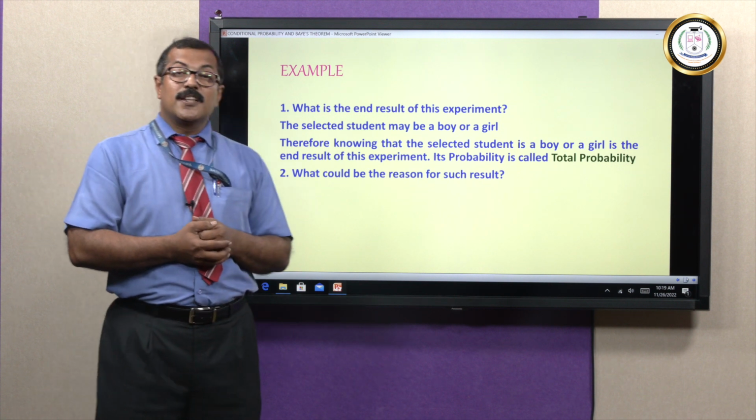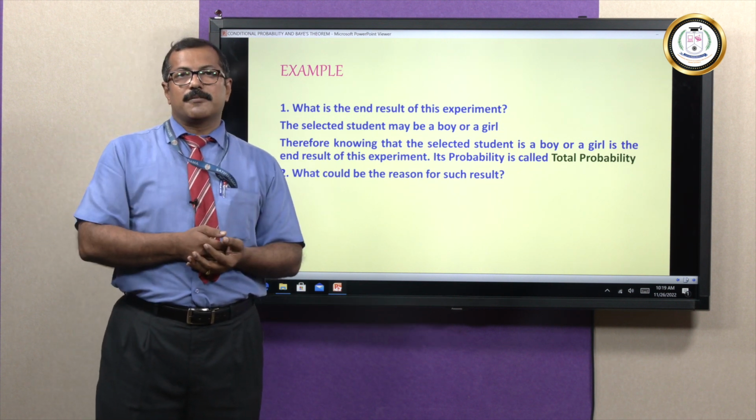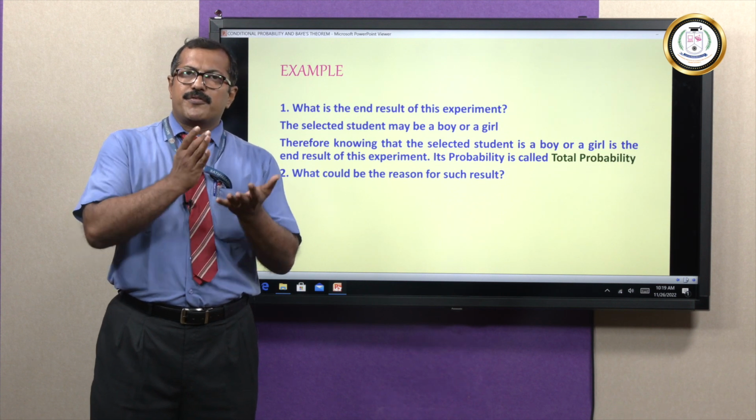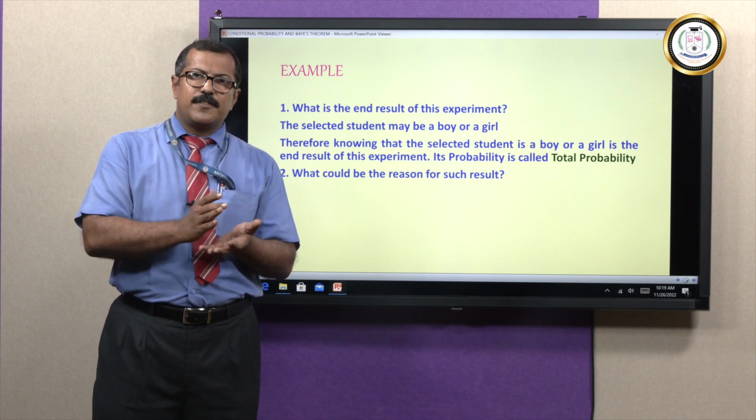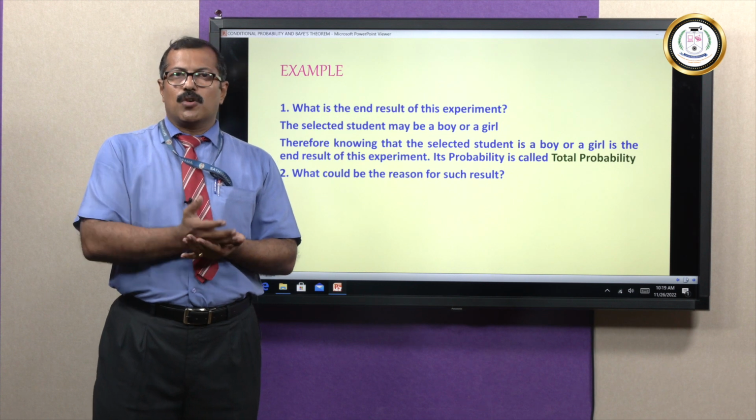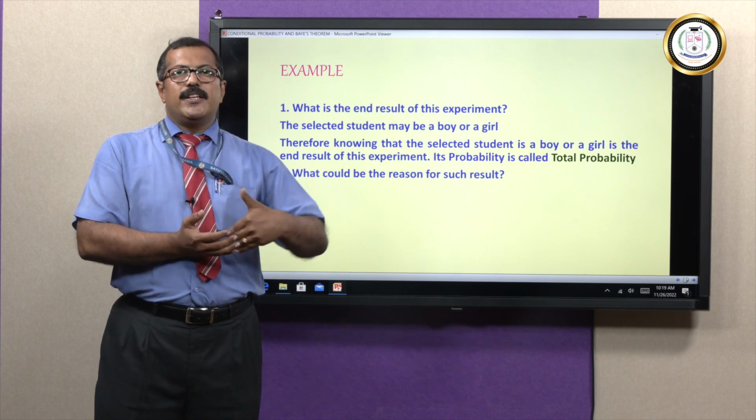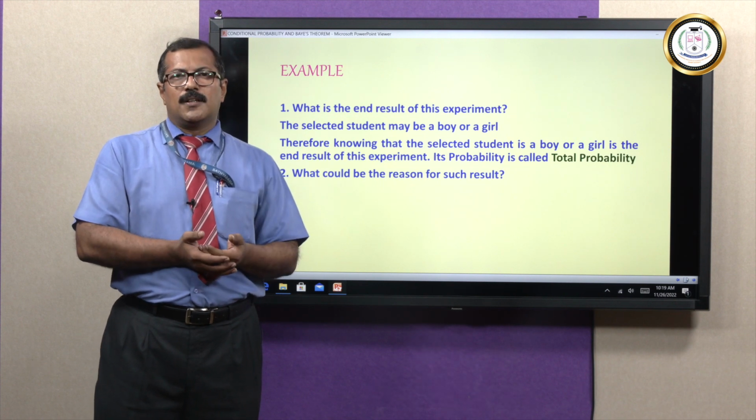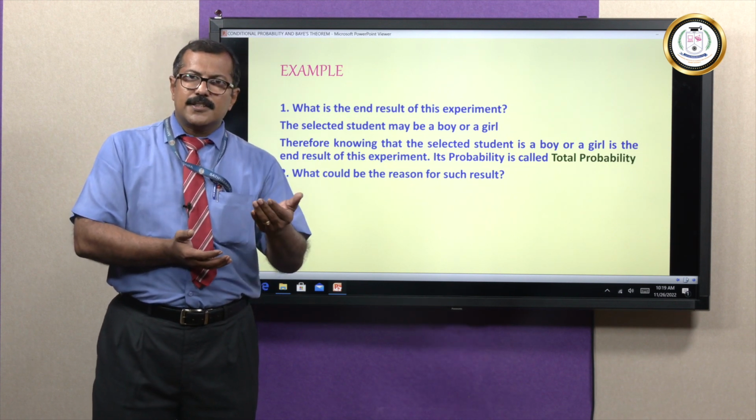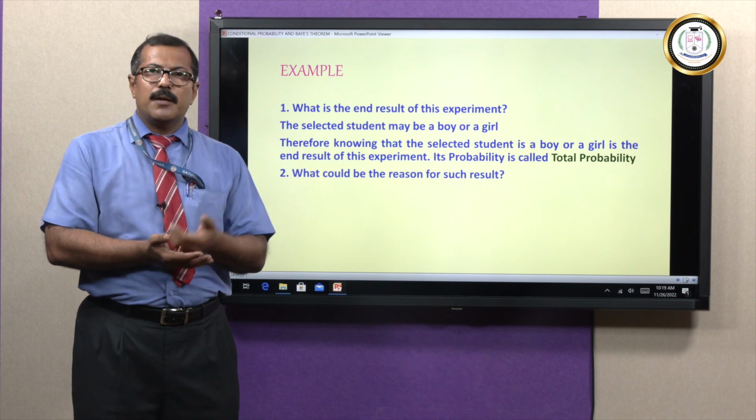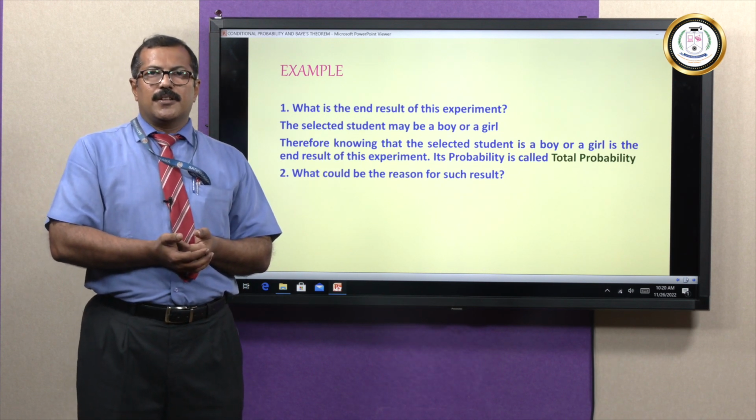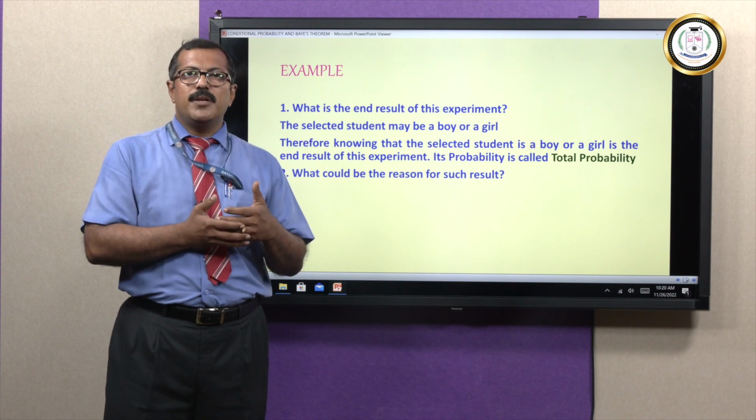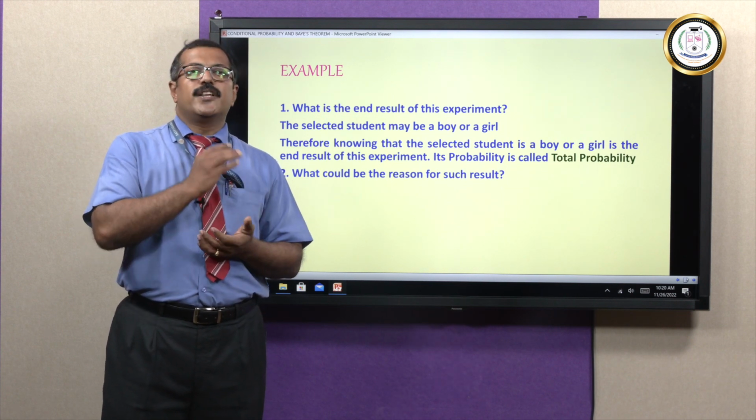The cause for the result could be the class we have selected. Either we would have selected the first class, which has more girls, so there is more chance for a girl to be selected. If we select the third class, which has more boys, there is a chance that a boy can be the final selection. So the cause for the entire result may be which class we are selecting.